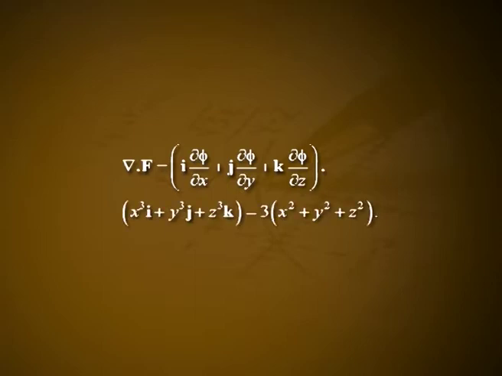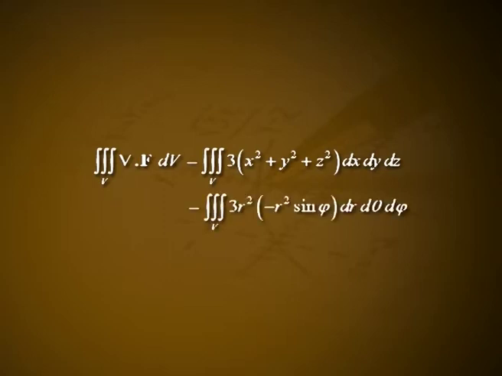Now, del dot F is equal to (i ∂/∂x plus j ∂/∂y plus k ∂/∂z) dot (x cube i plus y cube j plus z cube k), which is equal to 3 times (x square plus y square plus z square). Triple integral over V of del dot F dV is equal to triple integral over V of 3 times (x square plus y square plus z square) dx dy dz, which is equal to triple integral over V of 3 r square into r square sin phi dr d theta d phi.